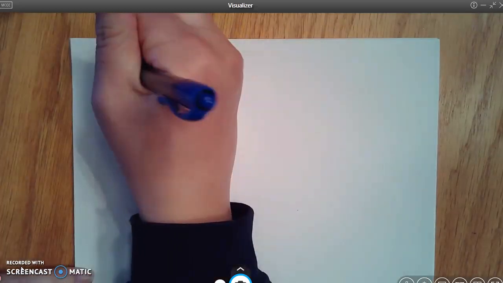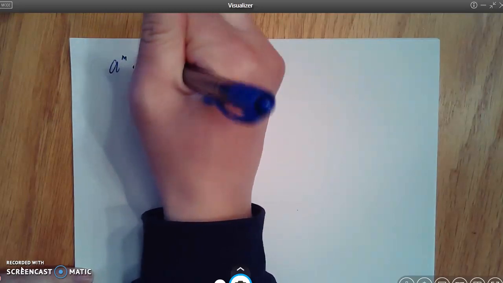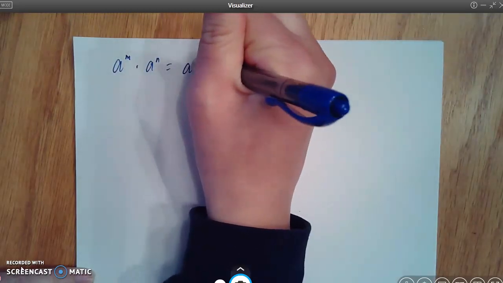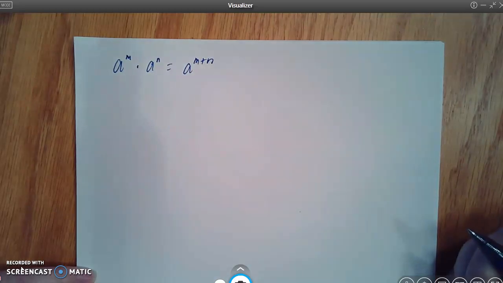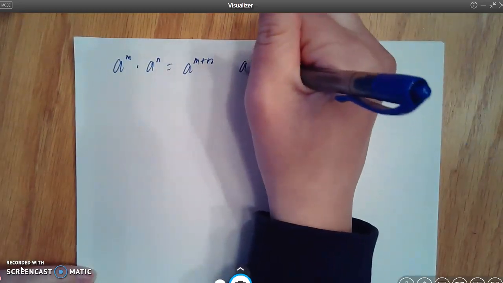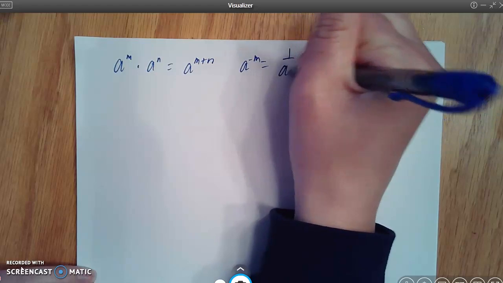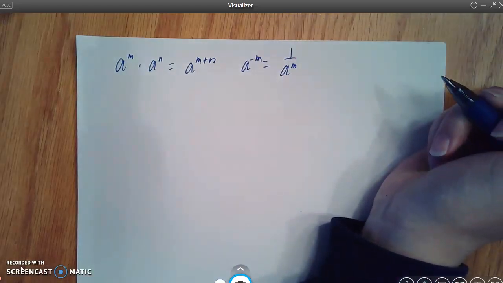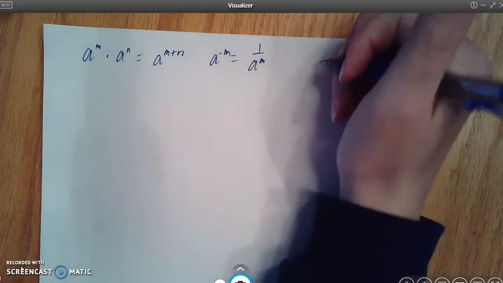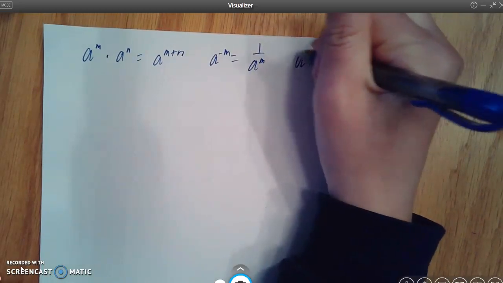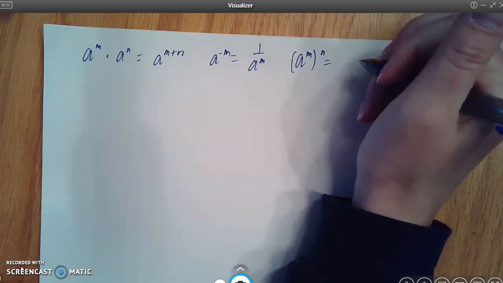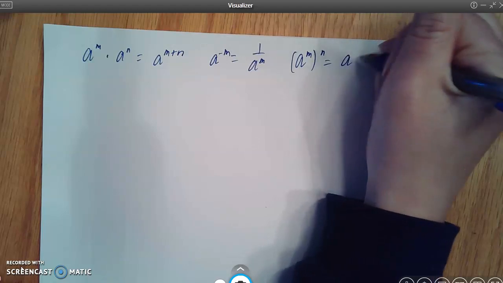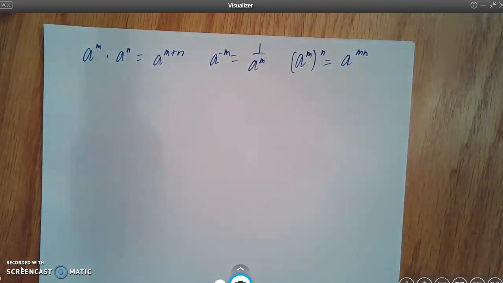So what they mean by using properties of exponents to simplify, you need to remember these ones. If I have a to the m times a to the n, that means I go through and add my exponents. If I have a negative exponent, we move it to the opposite location. So if it's negative in the numerator, it goes to the denominator or vice versa. And last rule that we have, if I have a to the m and I raise it to the nth power, we go through and multiply these exponents.